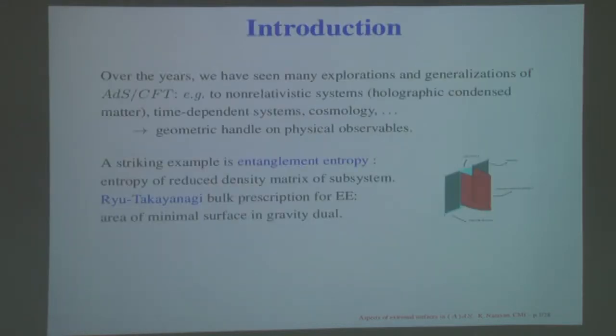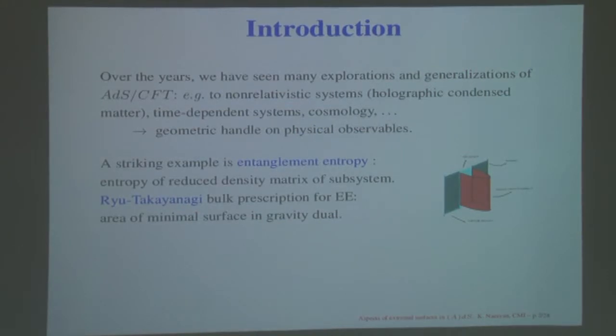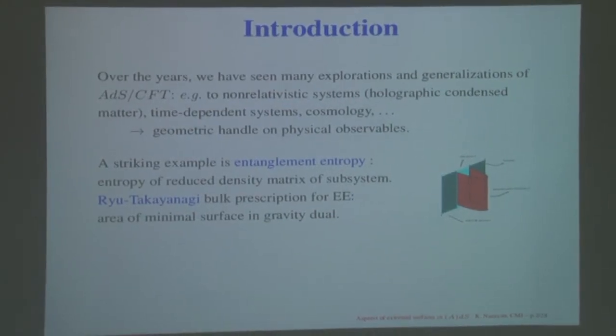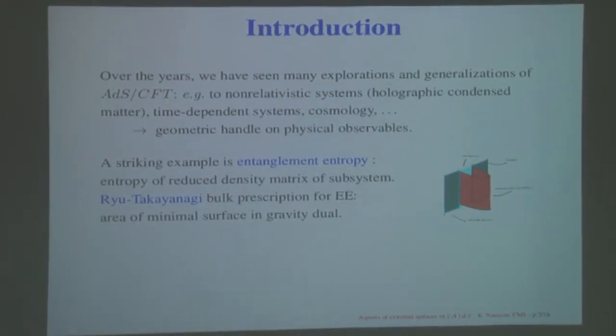So over the years, we've seen many explorations and generalizations of ADS-CFT, for example to non-relativistic systems, holographic condensed matter, as it's called, time-dependent systems, cosmology, and so on. Among other things, this approach gives a geometric handle on physical observables, and a striking example that we've been seeing over the last 2 days, in particular from Rob's lectures, is entanglement entropy.